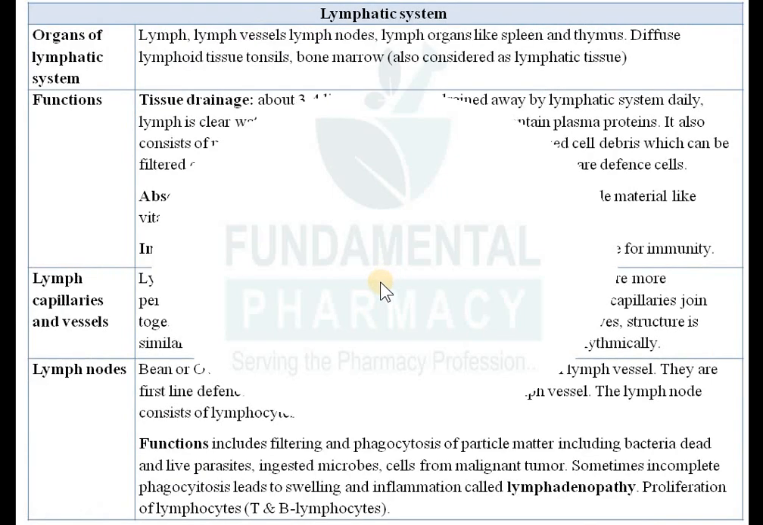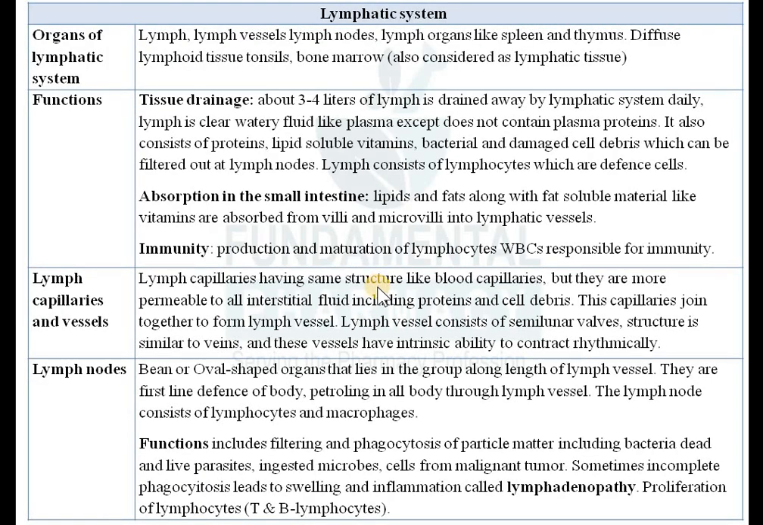Now we will see what are the different organs associated with lymphatic system. Okay, so organs of lymphatic system. So lymph is a fluid. Okay, lymph is there, then lymphatic vessels are there, lymph nodes are there, then lymphatic organs like spleen, thymus and diffuse lymphoidal tissue. Okay, diffuse lymphoidal tissue like tonsils is there, then bone marrow also consists of lymphoidal tissue, and then there are certain patches in the intestine known as Peyer's patches. We will see it again.